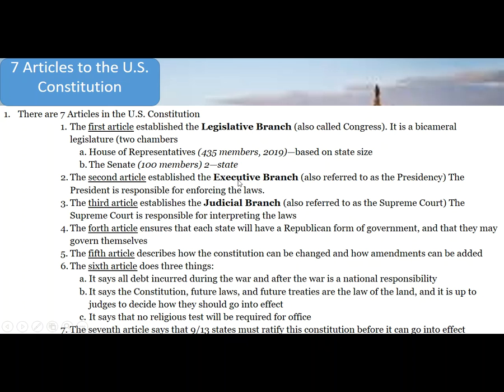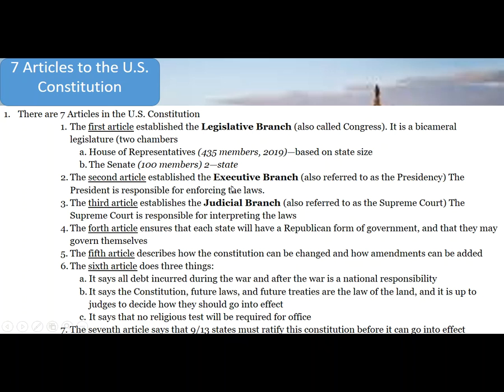The second article establishes the executive branch, also referred to as the presidency. The president is responsible for enforcing the laws. It also talks about certain powers that the president has. And in the actual Constitution, there are more powers given to the legislative branch than given to the presidency, partly because of this long-standing Anglo-American tradition of fear of a monarchy.